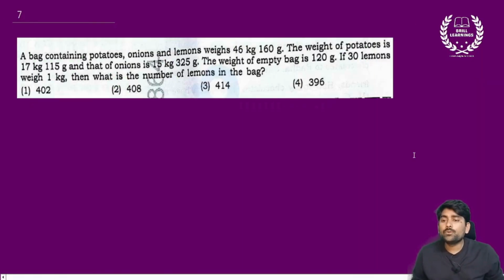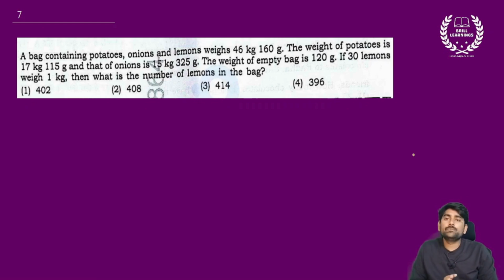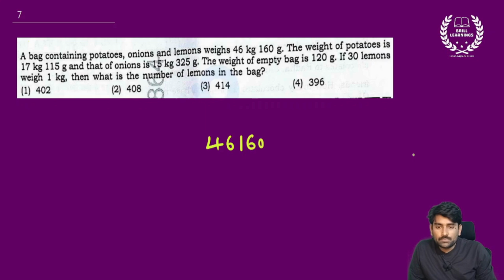The bag containing potatoes, onions, lemons weighs 46 kgs, 160 grams. So convert these values into grams only. So what is the weight of bag, potatoes, onions and lemons? They have given total 4 weights here. So bag, potatoes, onions, lemons, which weighs 46 kgs, 160. That means 46,160 grams total.